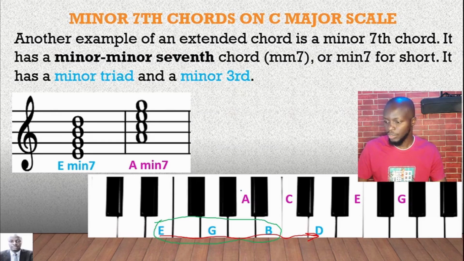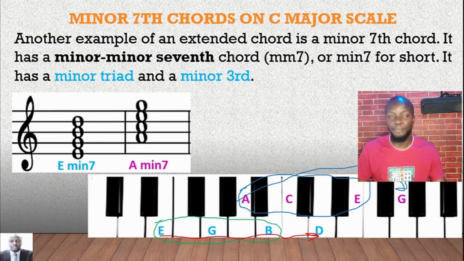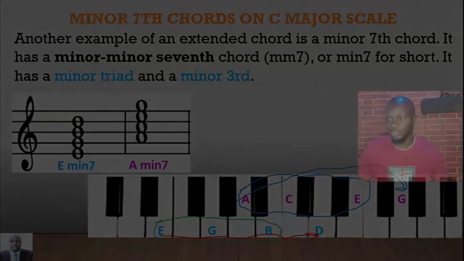And the second one, A C E: remember A C E is a minor triad, forming the 6th chord or the submedian chord on the C major scale. And from A to G is a minor seventh. So don't mix it up for anything. Now let's continue. Let's go to the next one.